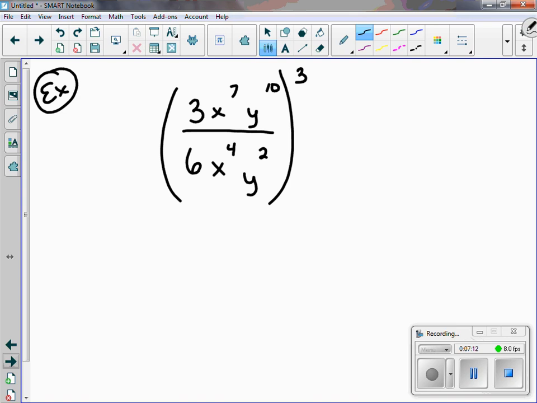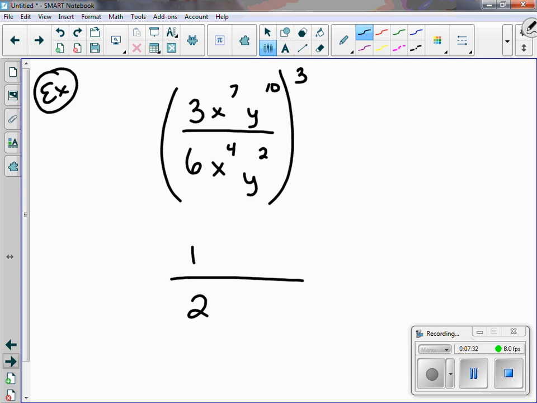3 over 6, that's my coefficients. That really actually goes down to 1/2. I'm just going to make this a big fraction. That way we know for sure where everything is at. With the x's, I have 7 over 4, so that's going to give me a 3.